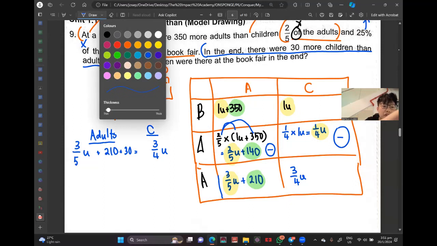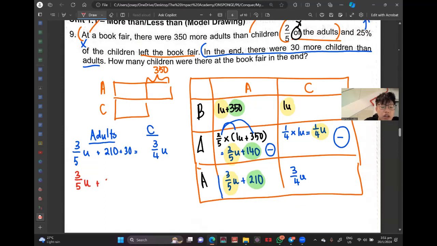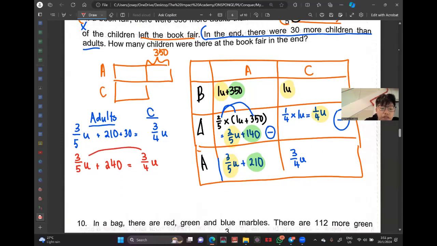Now, once I'm done with this, I want to obviously move on. All right, same family sit together. 3/5 units plus 240 equals 3/4 units. Again, like I said, make sure same family sit together. 3/4 you bring over, so we go 3/5 units minus 3 over 4 units equals, bring over the 240, minus 240. Please remember, whenever you carry it over, you must change the sign. Do you understand what I'm saying?